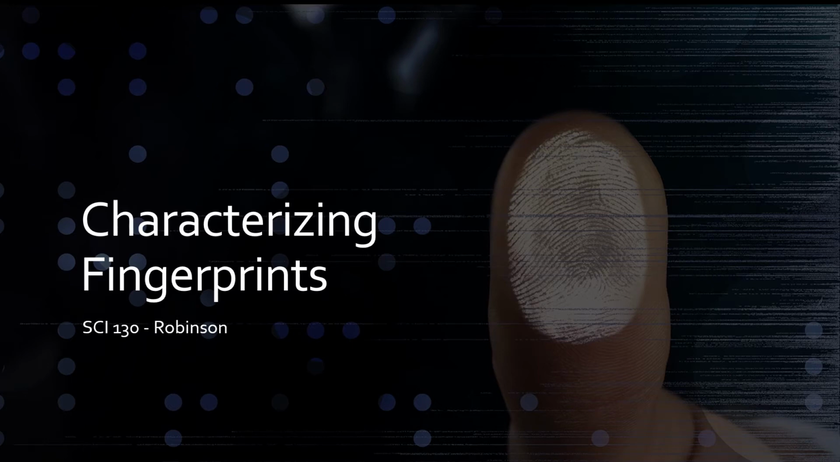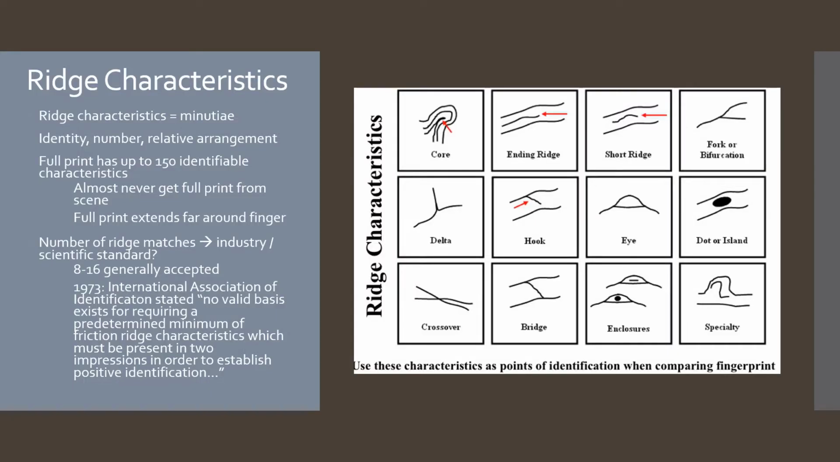Characterizing fingerprints. When we look at a fingerprint and we're trying to decide whose is whose, what exactly is it that we're looking at? These features are called ridge characteristics. The ridge characteristics that are less obvious, small little features in the fingerprint, are called minutia. And over here is a list of different kinds of minutia.